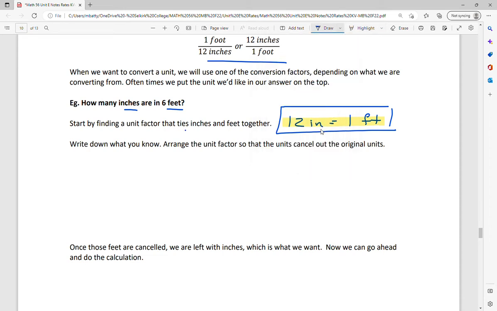The next thing you're going to do is start with what you know. So what we know is 6 feet. The next thing we're going to do is arrange the unit factor so that the units cancel out. So I'm going to multiply this by the unit factor. And I'm going to arrange this unit factor so that the feet are on the bottom, because feet divided by feet would cancel out, and inches are on the top. I can see from my conversion factor I have 12 inches and 1 foot. So this has it all set up so that I can do the math, right?